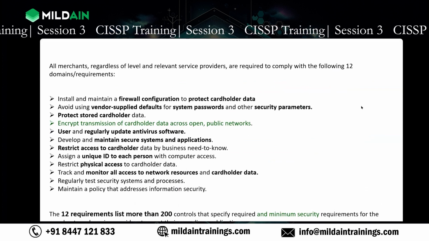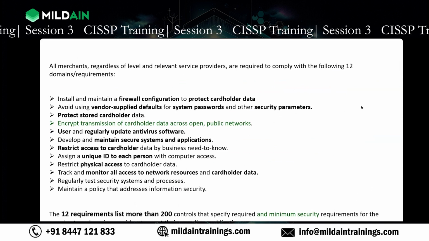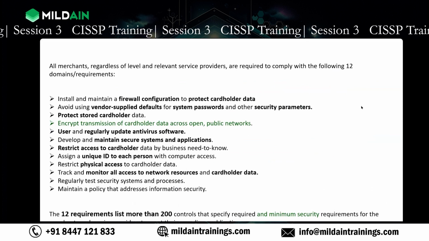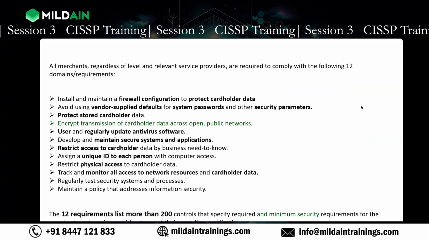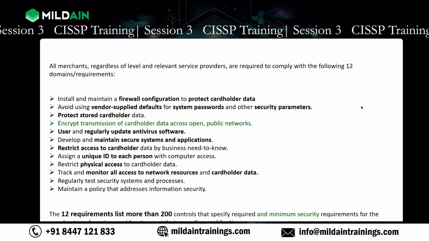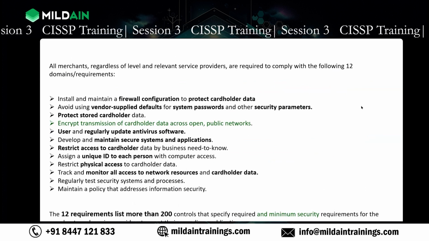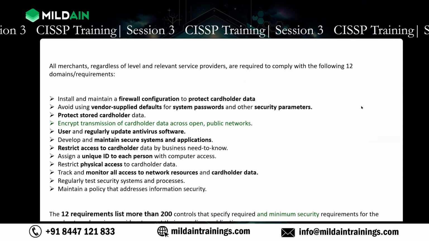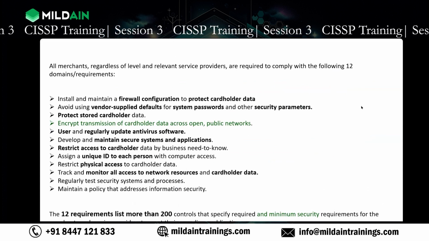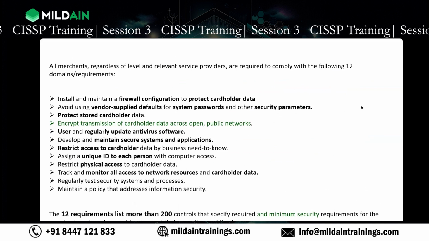Restrict access to cardholder data by business need to know. Assign a unique ID to each person with computer access. Restrict physical access. We need to track and monitor all access to network resources. This is for all levels: level 1, level 2, level 3. For the different levels, we have these 12 requirements. We need to show how well we are using these policies and addressing the information.